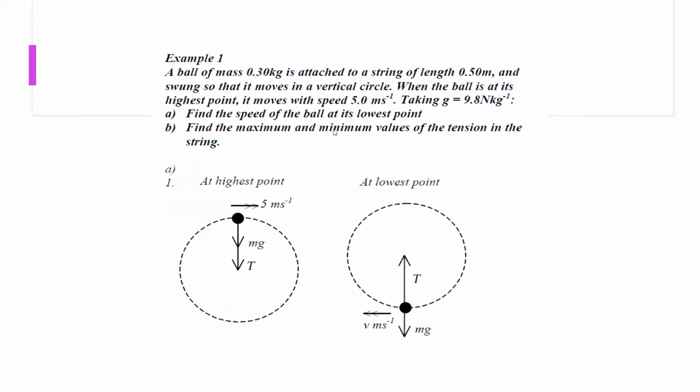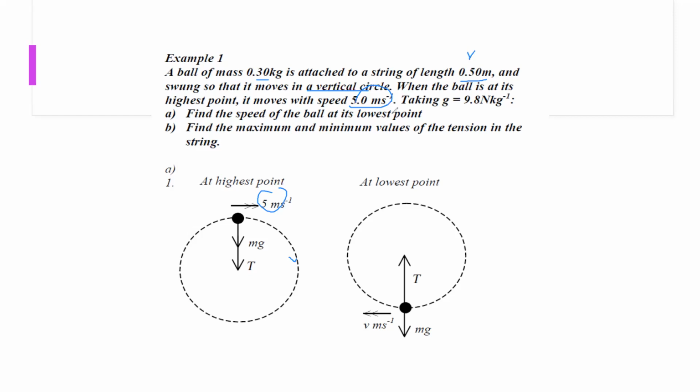Example: a ball of mass 0.3 kilogram is attached to a string of length 0.5 meters. The length of the string is actually the radius of the circular path, and it is swung so that it moves in a vertical circle. When the ball is at its highest point, it moves at a speed of 5 meters per second. Find the speed of the ball at the lowest point.